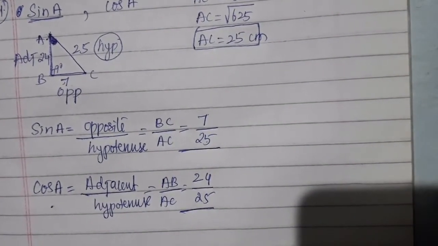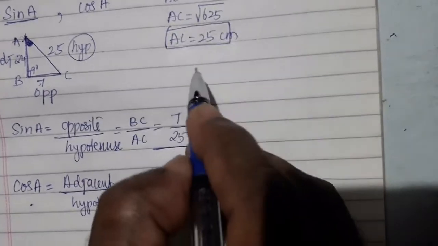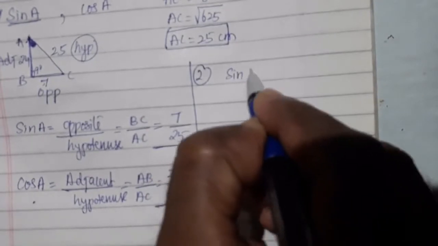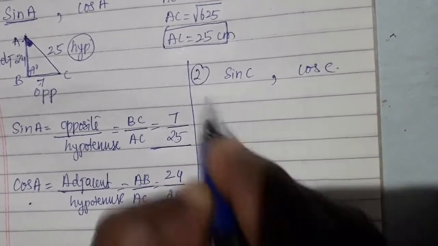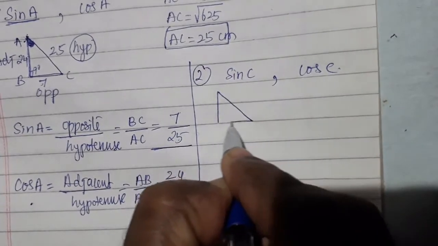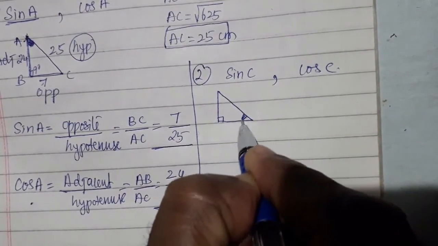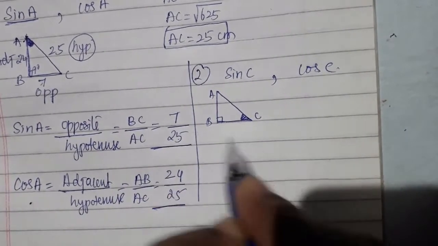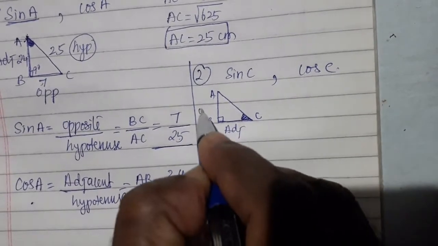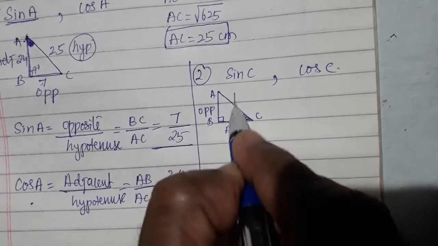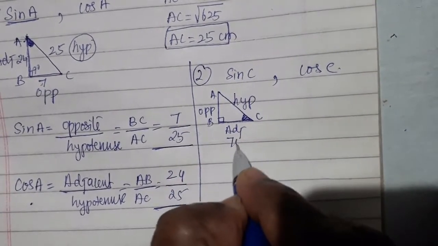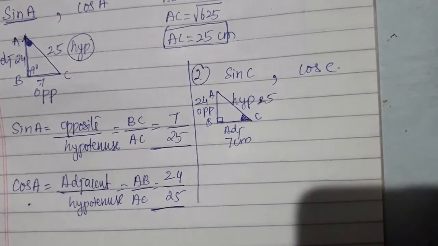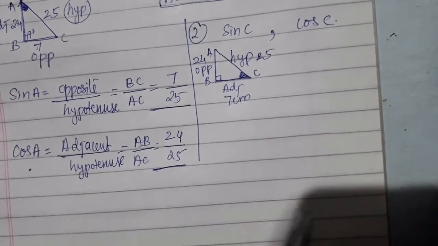Now the second question. We have to find the value of sin C and cos C. Again I need the help of the triangle. So here the sides are with reference to C. BC is the adjacent side, AB is the opposite side, AC is the hypotenuse. Adjacent side is 7 centimeters, opposite side is 24 centimeters, hypotenuse is 25 centimeters.